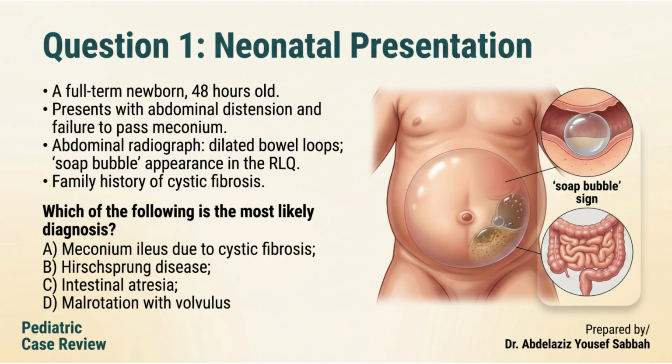Question 1. A full-term newborn, now 48 hours old, presents with abdominal distension and failure to pass meconium. An abdominal radiograph shows dilated bowel loops with a soap bubble appearance in the right lower quadrant. There is a family history of cystic fibrosis. Which of the following is the most likely diagnosis? Option A, meconium ileus due to cystic fibrosis. Option B, Hirschsprung disease. Option C, intestinal atresia. Option D, malrotation with volvulus.